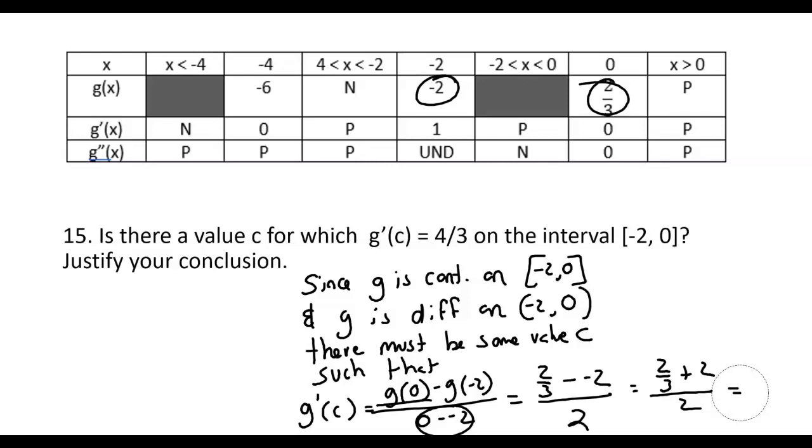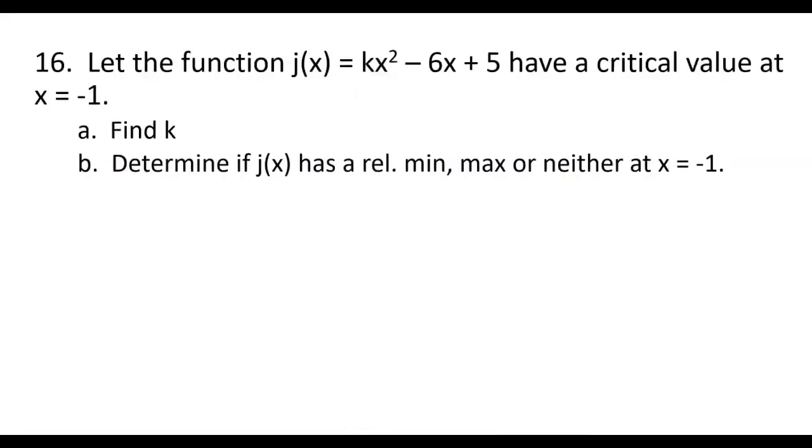I get about 1.3 bar on top. Okay, and that is what 4/3 is equal to. It has to come out to match this in the end. If it doesn't, something's wrong. So there it is. So since g is continuous and differentiable, there has to be some c value such that the tangent line is equal to the average rate of change, the slope of the secant line, on that interval. All right, last question here on our FRQ study guide, number 16.